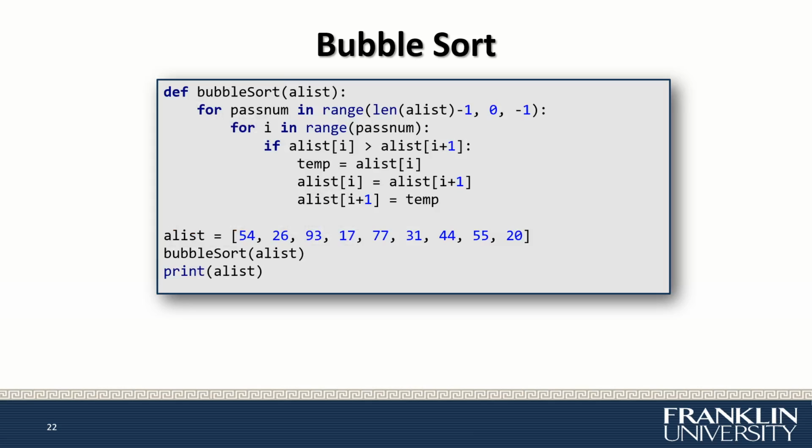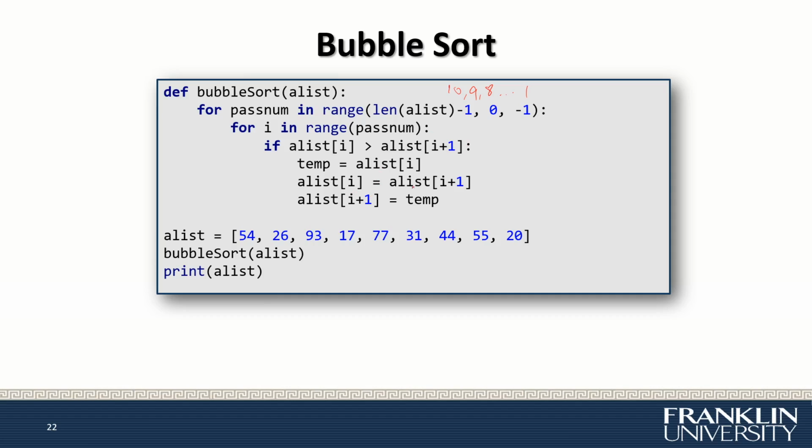Why do we study bubble sort? Because the bubble sort algorithm is very simple to write. I have two nested loops. For the pass number, I go from the length of the list minus one. In other words, I go from, for example, 10, 9, 8, all the way to, in this case, 1. I go from bigger to lower.